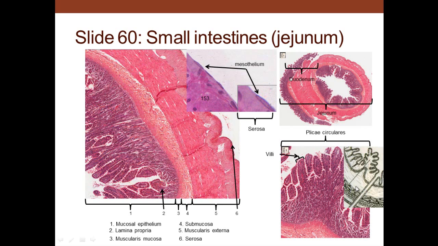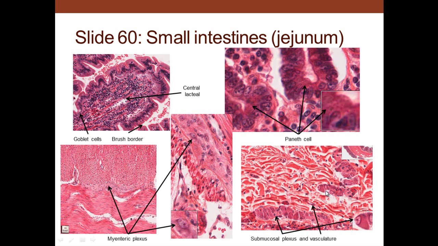Also, we have the plicae circulares. Remember, we had the infolding of the submucosa, and here we see the muscularis mucosa and lamina propria infolding to amplify the surface. We have the central lacteal in the center of the intestinal villus, epithelium, goblet cells, and we see the brush border on the surface. At the bottom of the intestinal glands, we see the Paneth cells, located here with big granules that we often see as very orange granules.